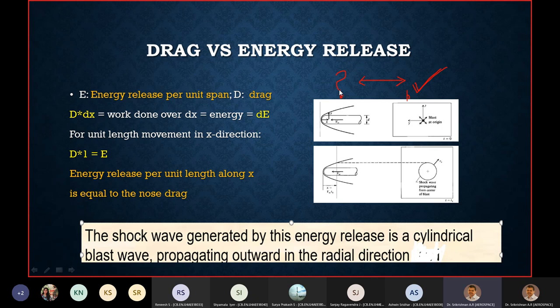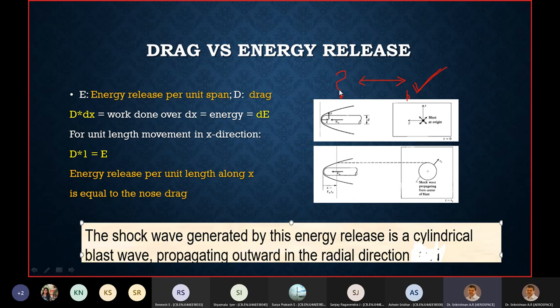So if I am considering it over a dx, then that is the unit energy that is released, or rather incremental energy that is associated with that force working over that distance. So dE. Now, if you are actually considering it over a unit length instead of dx, if I just consider a unit length, then that d into 1 is equal to E.